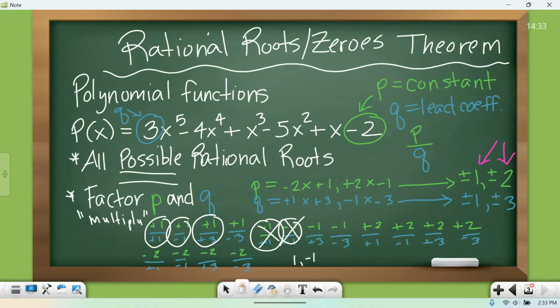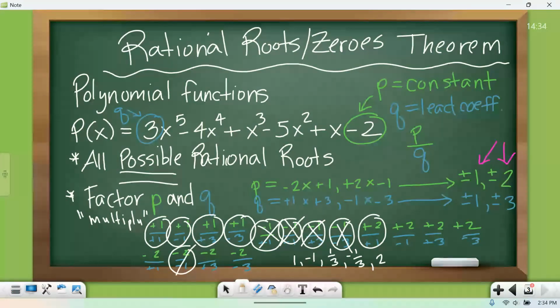1 over 3, that's 1/3. -1 over -3, that's also 1/3. I don't have to repeat it. So basically what you're going to see is you're going to get all of these, and you'll see there's going to be repeats. Now we got to do the same thing with the 2's. 2 over 1 is 2. -2 over -1 is also 2. Positive 2 over -1 is -2. And so is this one.